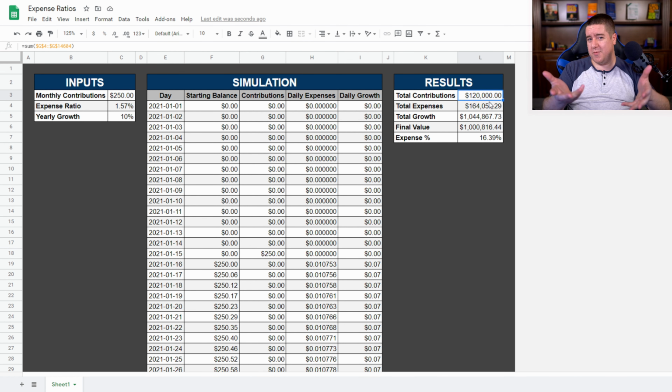Results. We put in about $120,000. They took about $164,000. Total growth was about $1 million, and at the end of the day, after all the expenses, we're left with about $1 million. That's about 16% of the total value of our assets. That's huge. So this is why it's so important to shop around.